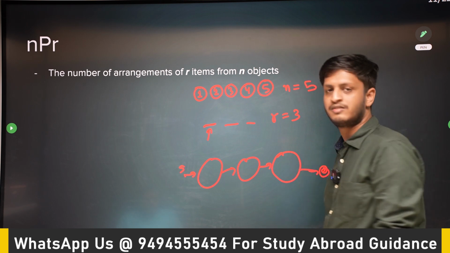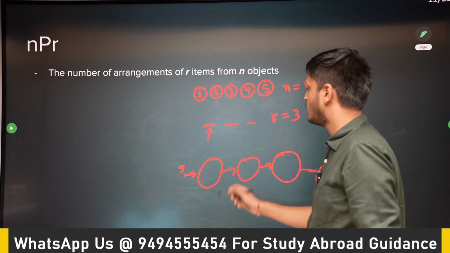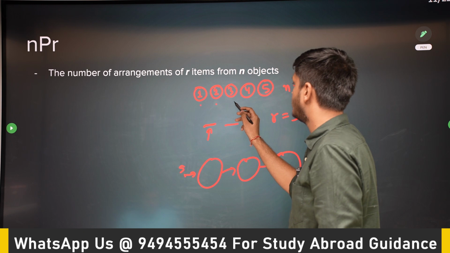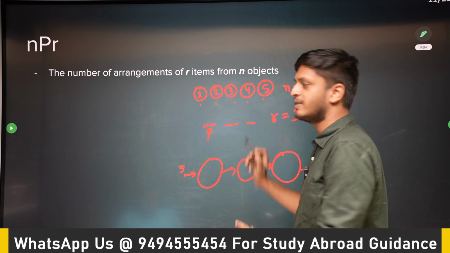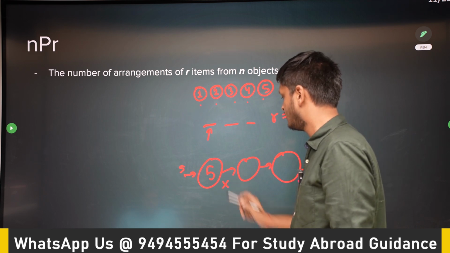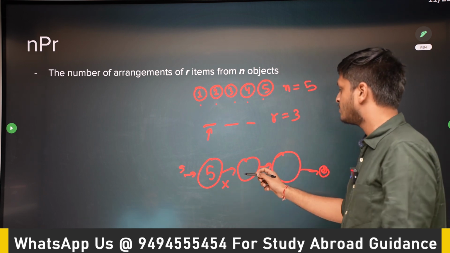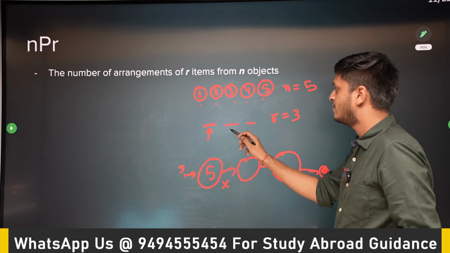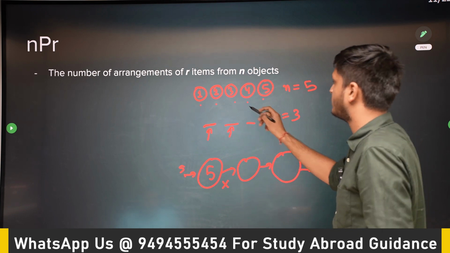This is your task. Fill the first place. How many options do I have? I have 5 different options. I can put any number in the first place. I have 5 options for the first task. And by the rule of product, now I have to fill the second place. For the second place, let's say for example I put 4 here.